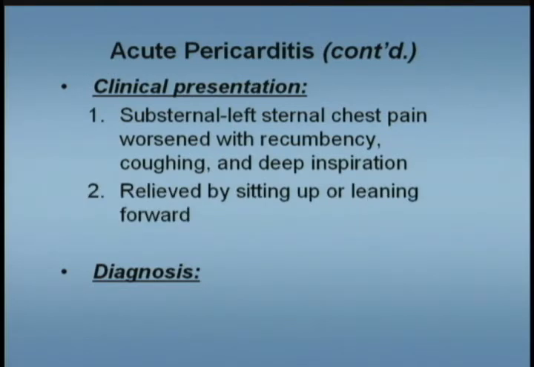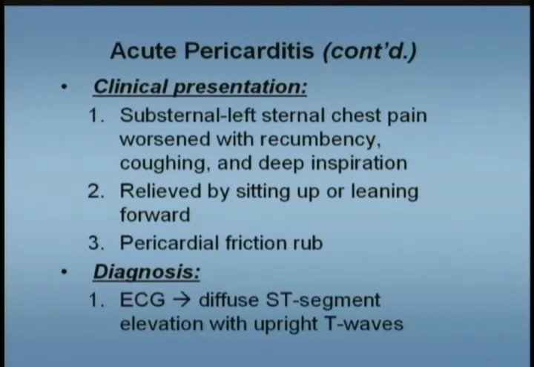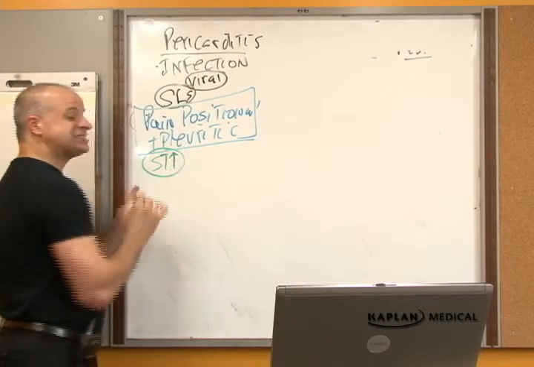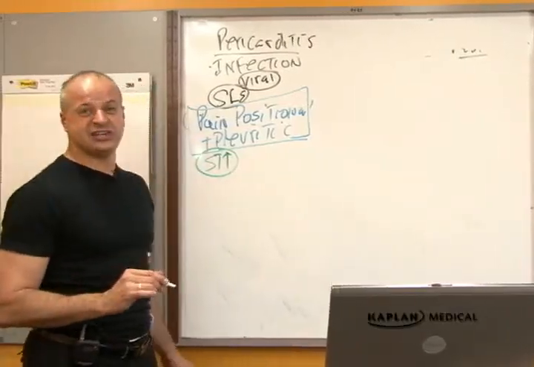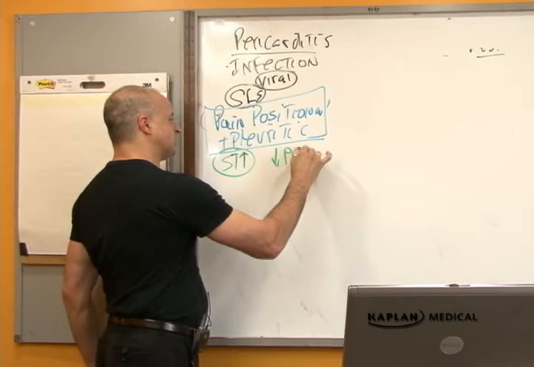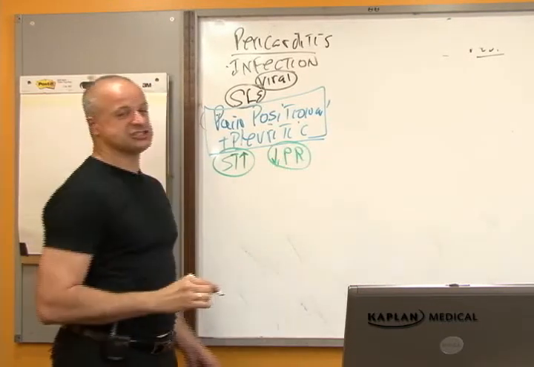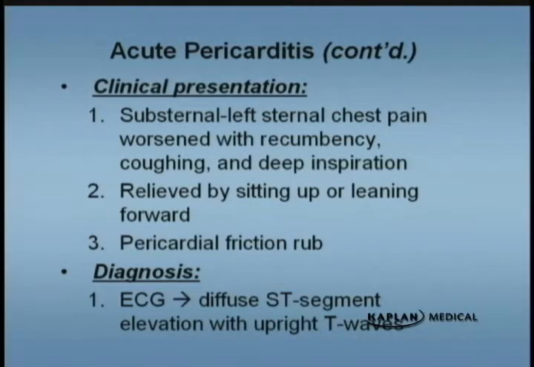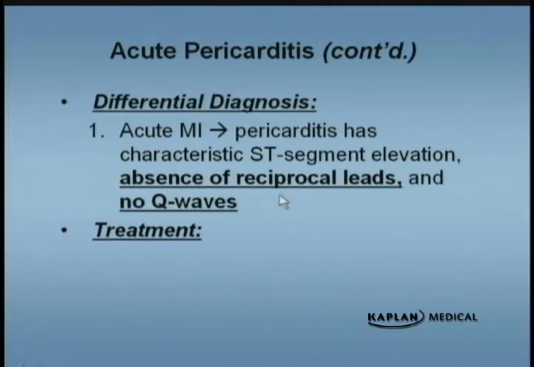It has a functional test, which is an EKG. The EKG shows ST segment elevation everywhere, but what is the most specific thing? Only with pericarditis and nothing else is PR segment depression. PR segment depression is unique. It is a functional disease.